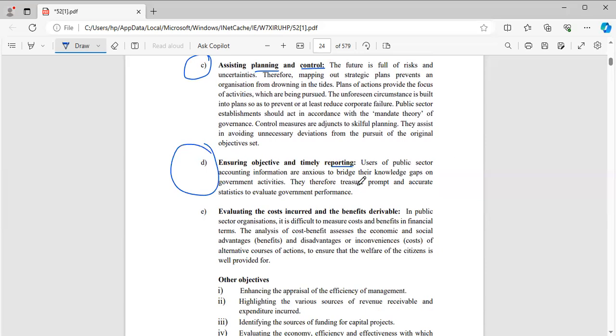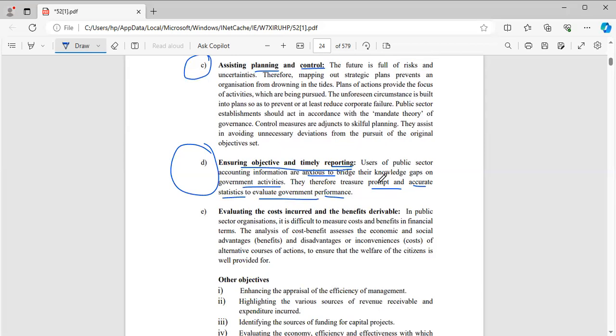Now, users of public sector accounting information are anxious to bridge their knowledge gap on government activities. They therefore treasure prompt and accurate statistics to evaluate government performance. Ensure objective and timely reporting. What is ensure objective and timely reporting?